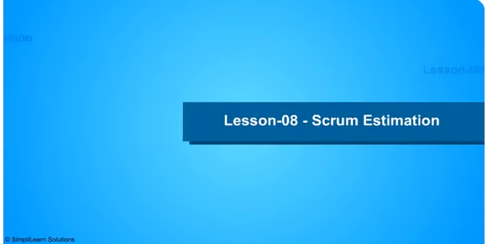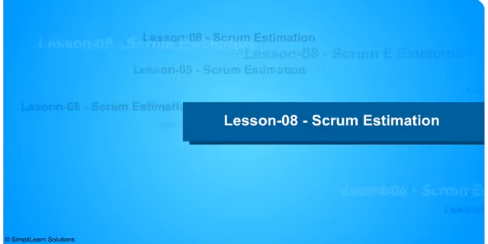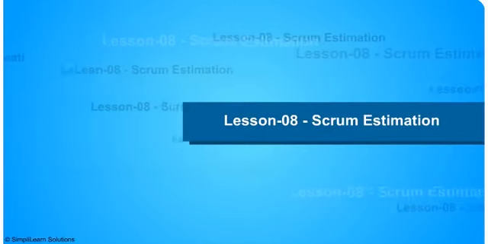Lesson 8. Scrum Estimation. Welcome to Lesson 8 of Simplilearn's Agile Scrum Training Program. In this lesson, we explore how estimation is done on Scrum projects.